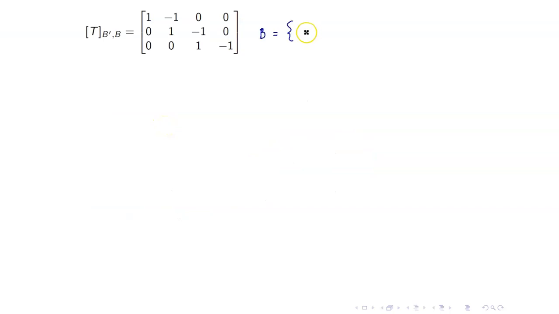Our B is the standard basis for M22, that's E11, E21, E12, and E22. Recall that E11 is the matrix whose 1-1 entry is 1 and the rest is 0. E21 is the matrix whose 2-1 entry is 1 and the rest is 0, and so on. And our B prime is the standard basis for R3.